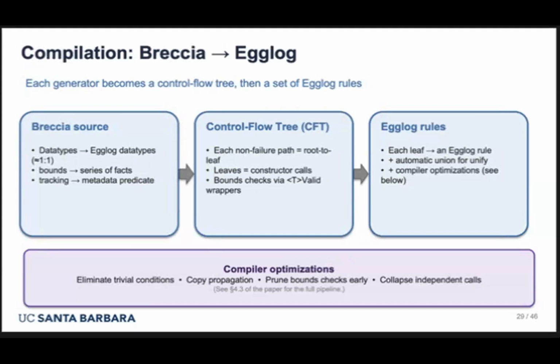Each leaf of that tree then becomes an Egglog rule, where the conditions along the path become the rule's body, and the leaf's constructor call becomes the head of the rule.